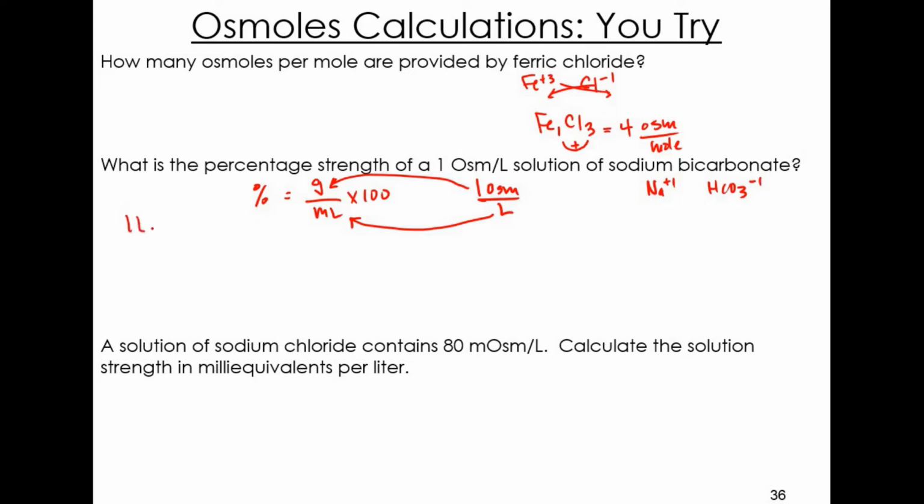We know that 1 liter is 1,000 milliliters, so we've kind of got that under control. Just need to convert osmoles to grams. And to do that, we'll need 2 conversion factors. We'll need the osmoles per mole of sodium bicarbonate, and then we'll need grams per mole. So we can go osmoles, moles, moles, grams. So that will involve getting the subscripts.